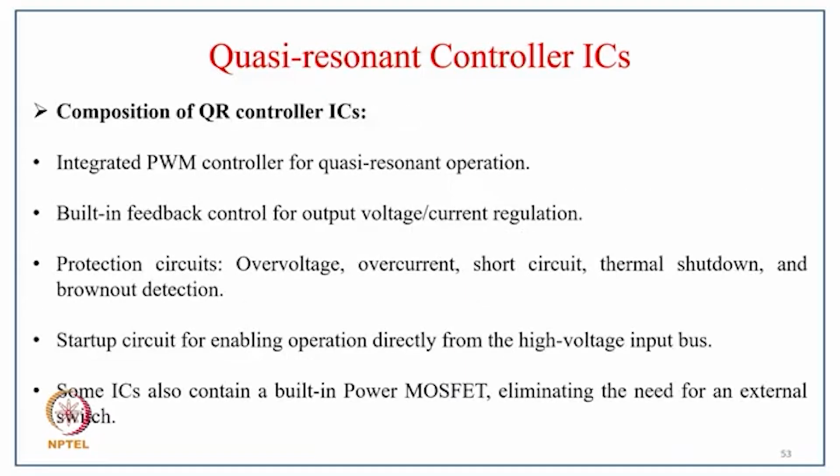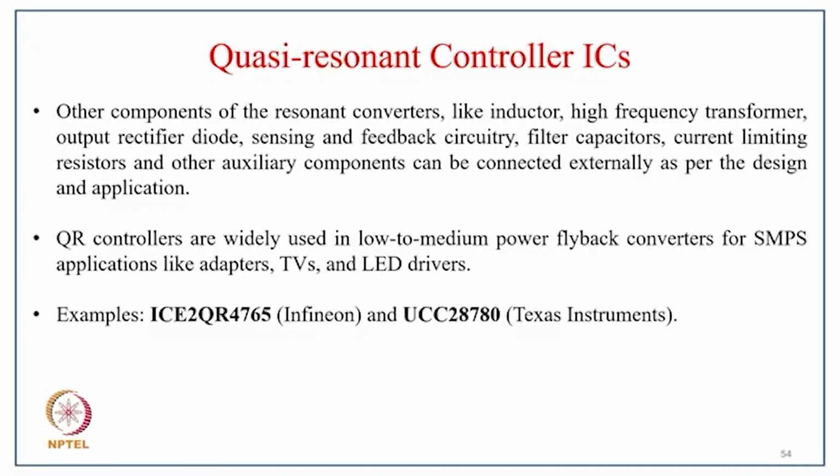So coming to the typical composition of a quasi resonant controller IC. It's an integrated PWM controller for quasi resonant operation with built-in feedback control for output voltage and current regulation. Protection circuits are typically included for overvoltage, overcurrent, short circuit, thermal shutdown and breakdown detection, and a startup circuit enables operation directly from the high voltage input bus. Some ICs also contain a built-in power MOSFET, eliminating the need for an external switch.